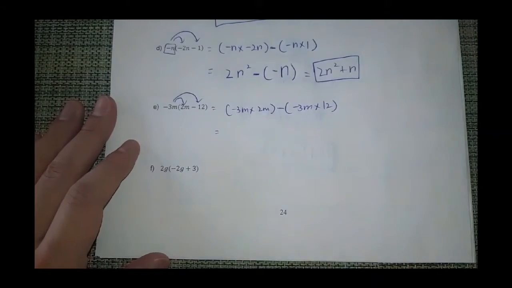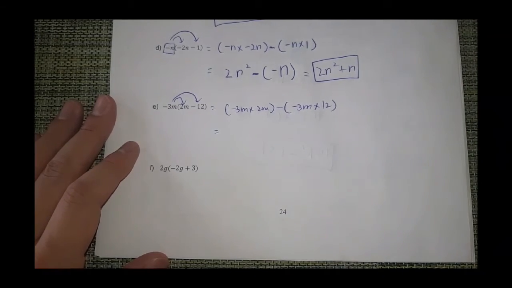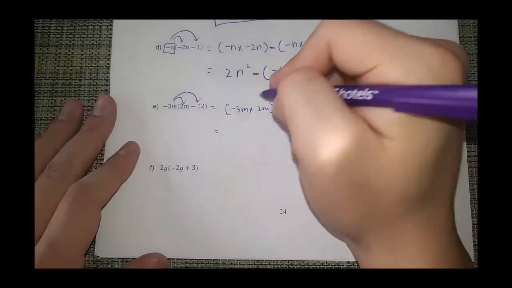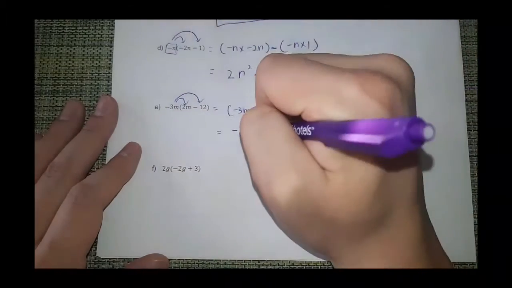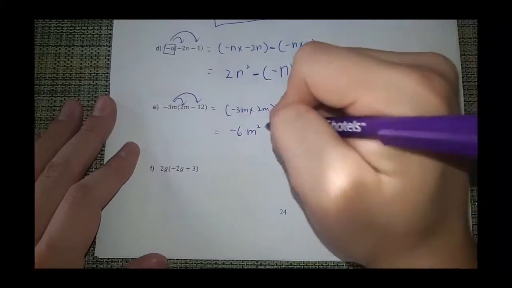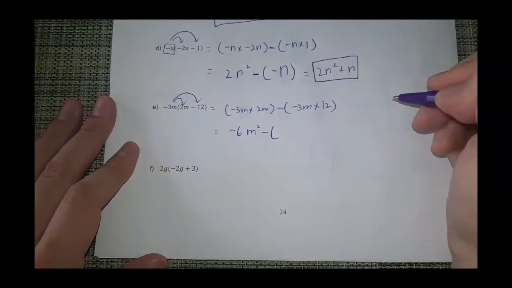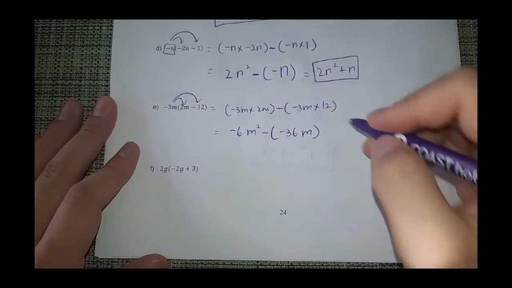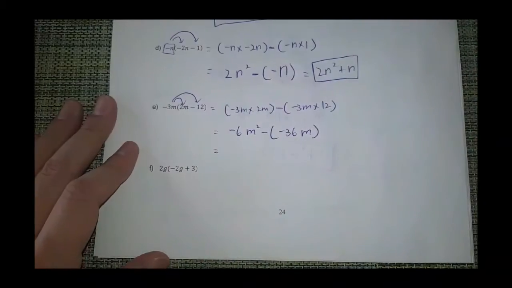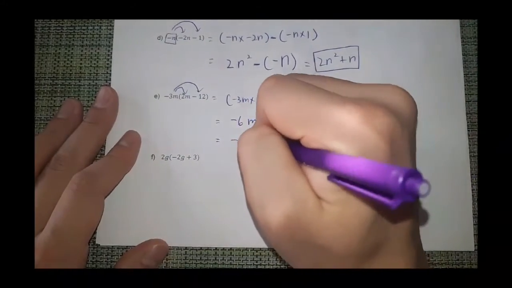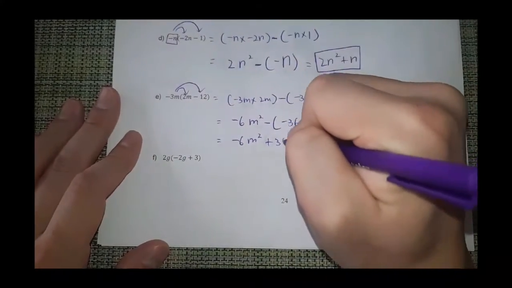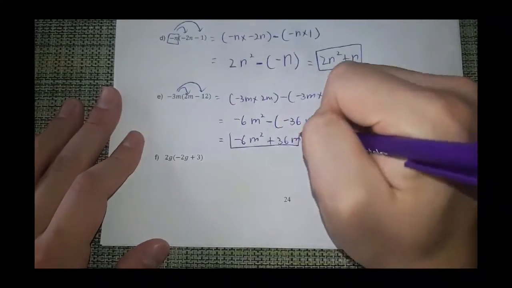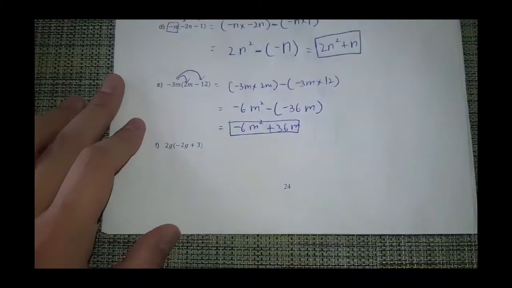As you may notice, I included negative 3m, including the sign for both situations. Negative 3 times 2, that's negative 6. M times m is m squared. Minus negative 3 times 12 is negative 36. And simplify the signs if it's necessary. In this case, yes, I gotta simplify double negative into addition sign.